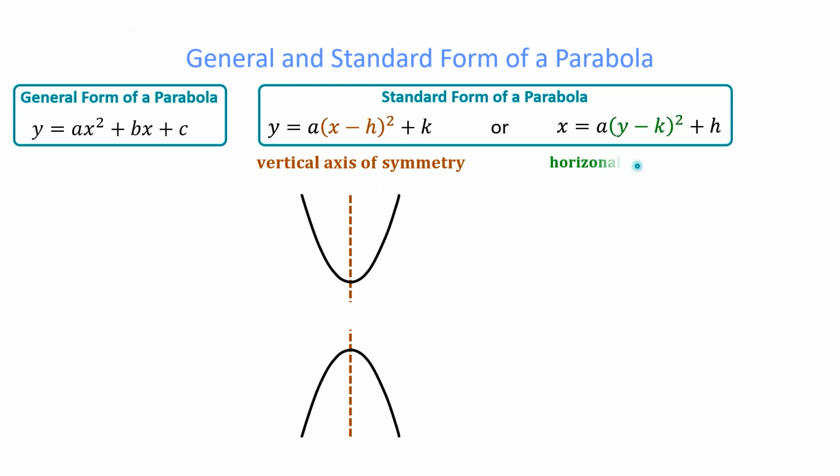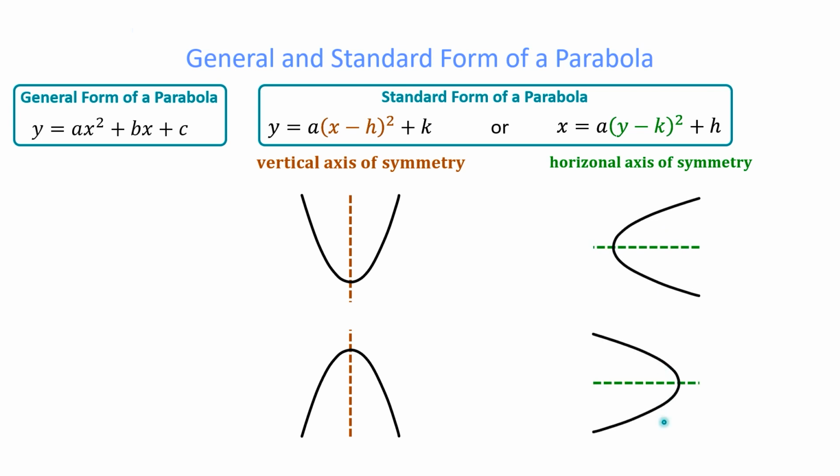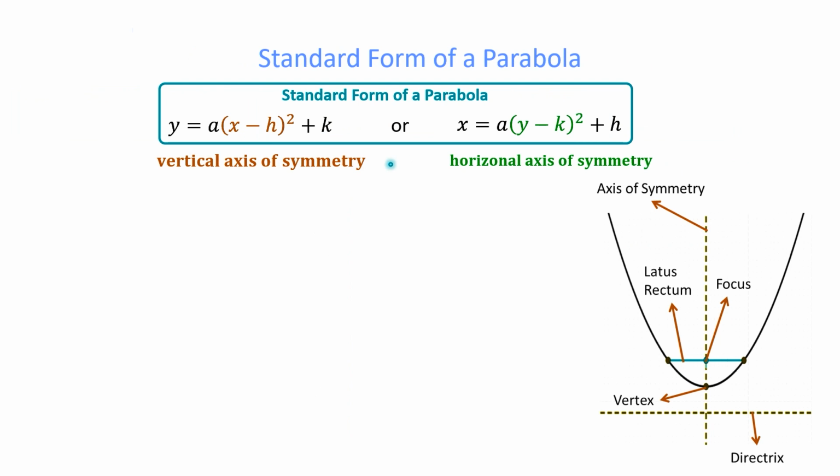And over here, what we've highlighted in purple, if we square this bracket, we would end up with a y squared term, which tells us there will be a horizontal axis of symmetry. And this is what the two graphs would look like. So this graph opens to the right, and this graph here opens to the left, but they both have a horizontal axis of symmetry.